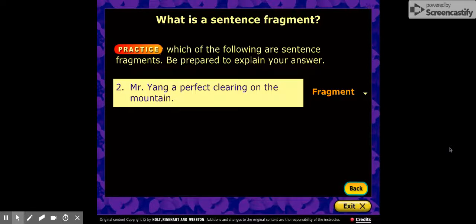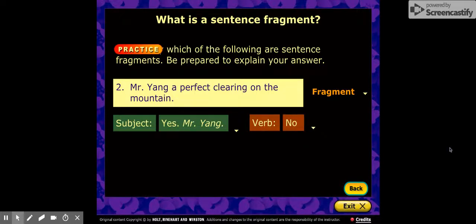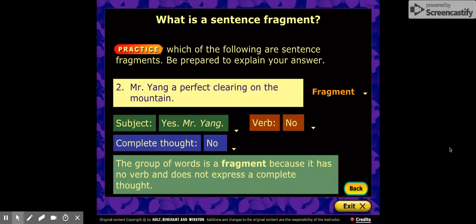Number 2, Mr. Yang, a perfect clearing on the mountain. Does it have a subject? Yes, we know who. Does it have a verb? Clearing? Nope, in this case, that is a noun. It's not a verb. It is not a complete thought. We're left with a question mark. We do not understand what it's trying to say. If we added the verb made, Mr. Yang made a perfect clearing on the mountain, then it would be a complete thought.